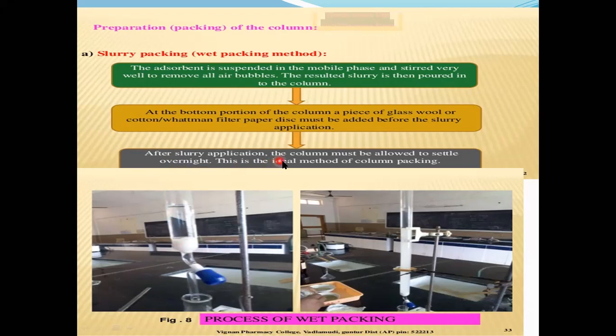After slurry application, the column must be allowed to settle overnight. So after introducing the slurry into the column, we keep it aside overnight, and this is the ideal method for column packing. This is the suitable method for wet column packing.